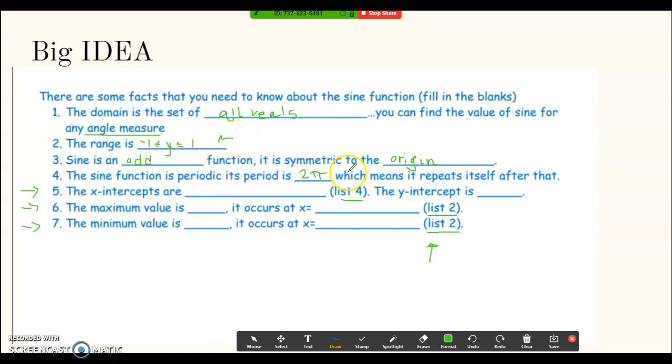All right, here's your hint. All right, guys, this is now the graph for sine of x, and we're going to move on and talk about the graph for cosine of x.